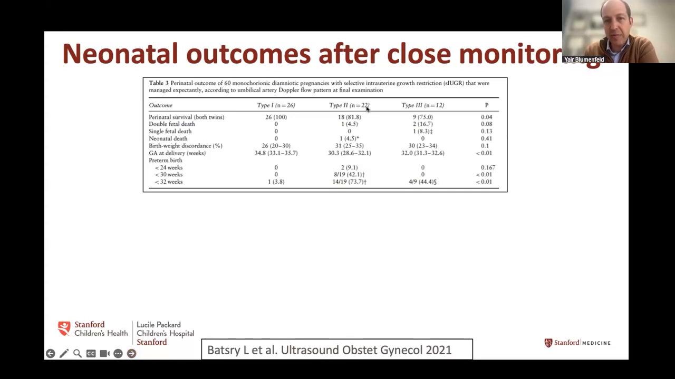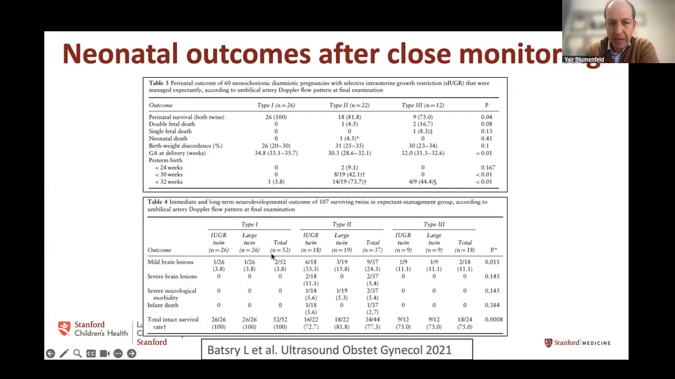First of all, this is the number that they had. You can see not very large numbers. They had 26 cases of type 1 and 22 of type 2 and 12 type 3. And you can see the gestational age of the birth, not surprisingly, much, much higher rates of delivery before 24, 30, and 32 weeks in this group with the absent or reverse Doppler flow. But really, the crux of the point here are the outcomes.